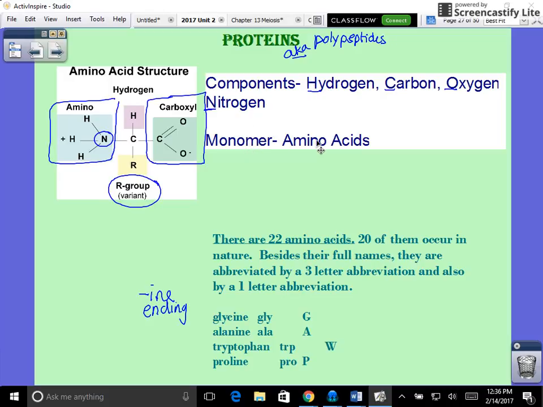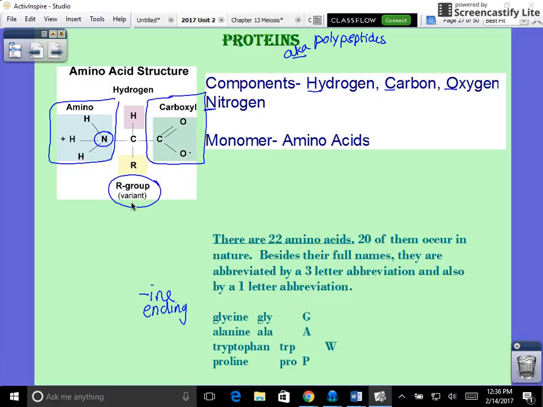And the monomer of proteins, so the building block, is called the amino acid. And right here is a picture of the structure of an amino acid. I want to point out there's an amino group, and that's where you find the nitrogen. A carboxyl group, which is over here. And these are the two functional groups that we talked about the other day where the amino acids are going to join together. And then you have what's called the R group.